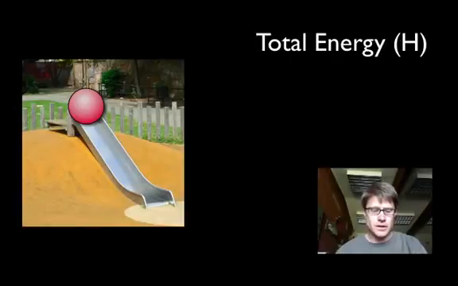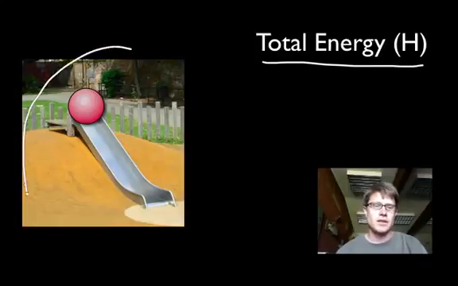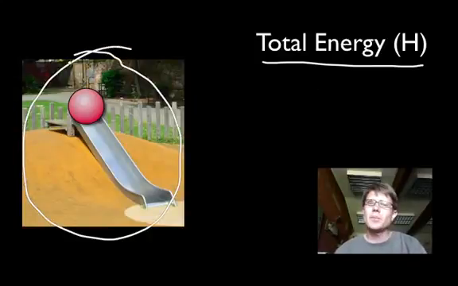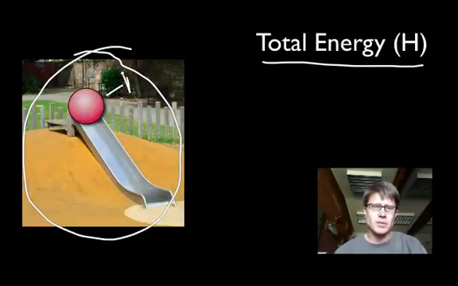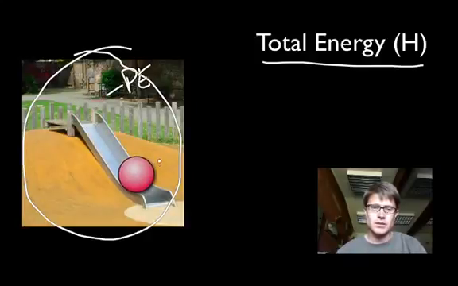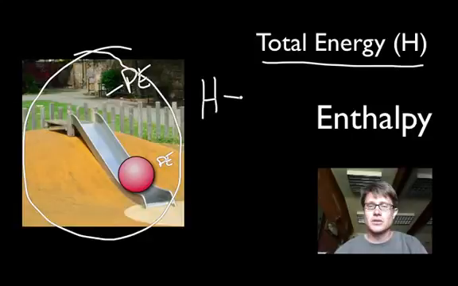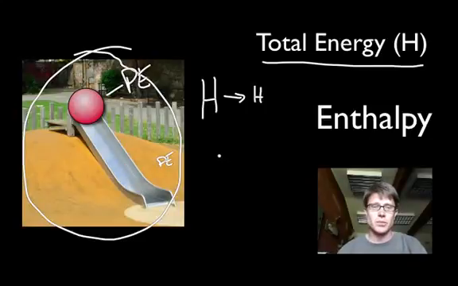The first thing I want to give you is what's called enthalpy, or the total energy of a system. If we say this is a system, what happens to the total energy of the system as the ball rolls down the slide? Well, if you know anything about potential energy, the amount of potential energy up here is going to be greater than the amount of potential energy down here. The total energy of the system, we'll call that H, or enthalpy, has gone from a big H to a little h. In other words, the total energy of the system has decreased when the ball rolls down.